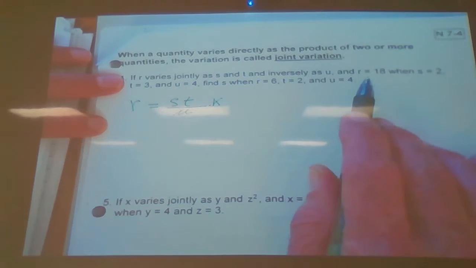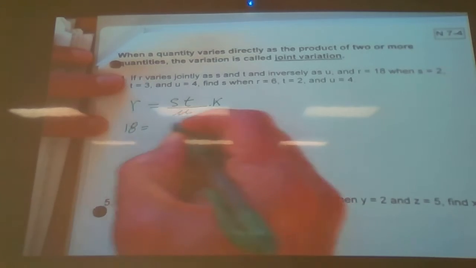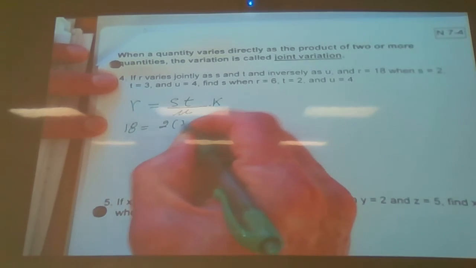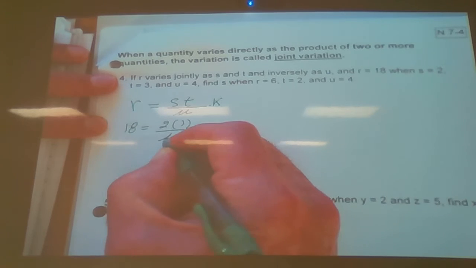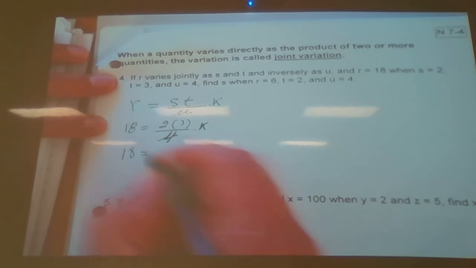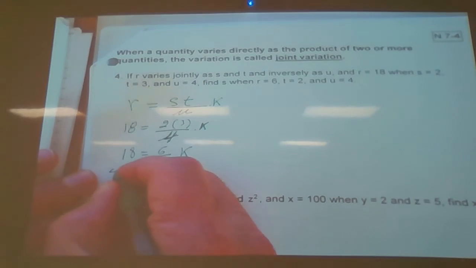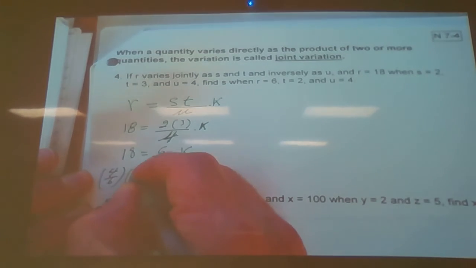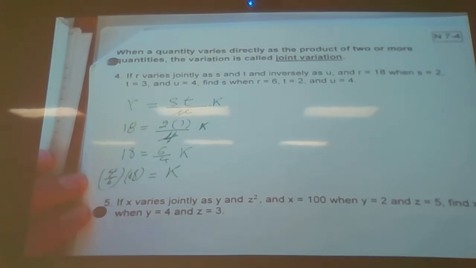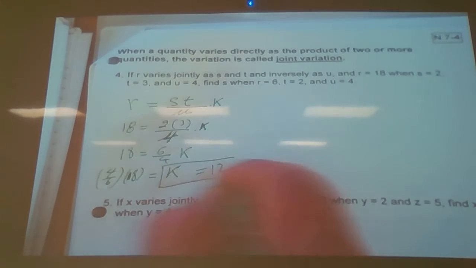Again, they're going to give you all the numbers you need to find k. It says when R is 18, S is 2, T is 3, and u is 4, and there's the k. So 18 is equal to 2 times 3, which is 6, over 4k. Again, we can multiply by the reciprocal. You don't have to simplify it first, it's okay. So 4 over 6 times 18 is equal to k. You can grab your calculator, do all the numbers, and k is equal to 12.